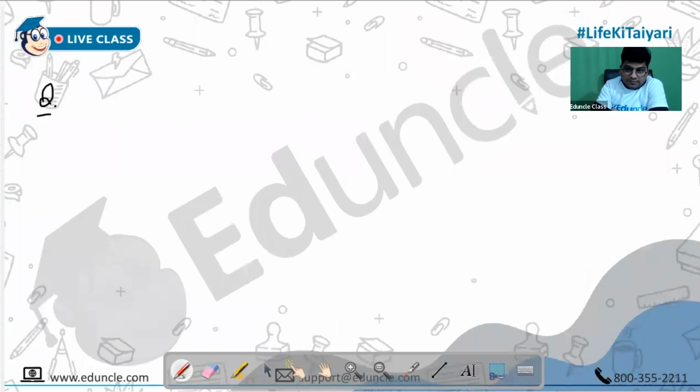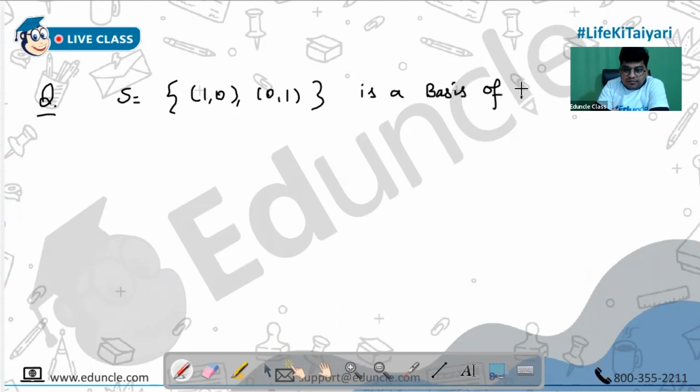The example is, if I say S equal to {(1,0), (0,1)}, this is a basis of R square. This is a basis of R square because, number one, this set is always LI. Number two, this set generates.